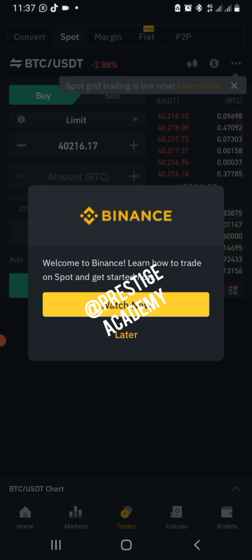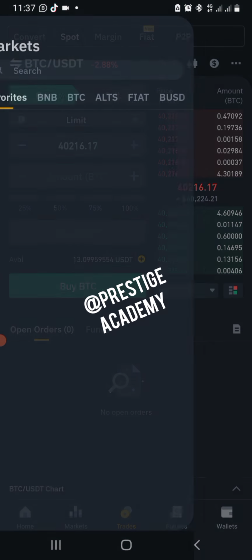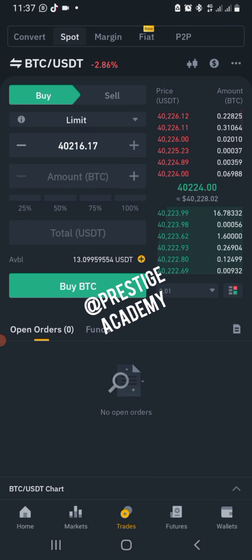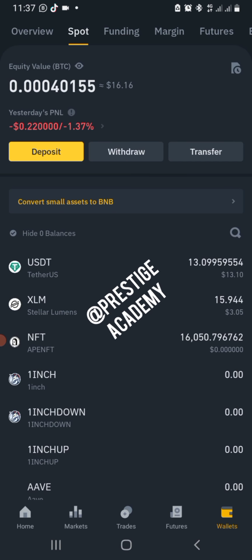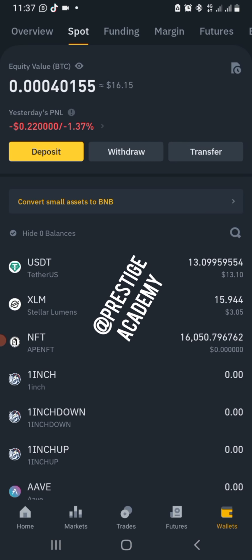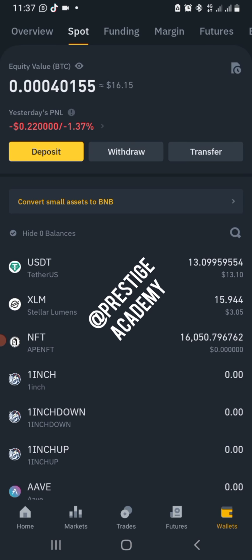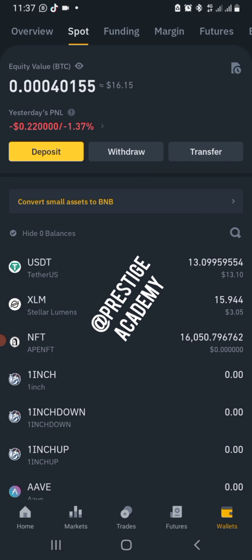Now let's go to spot trading. All right, spot trading. This is spot. Now let me explain how spot trading works. Spot trading is more like owning that asset. Let's first of all come to our Binance spot wallet. What we have here in our USDT wallet is just 13.099598 USDT, and we have XLM, $3 worth of XLM. We don't have any other assets here.